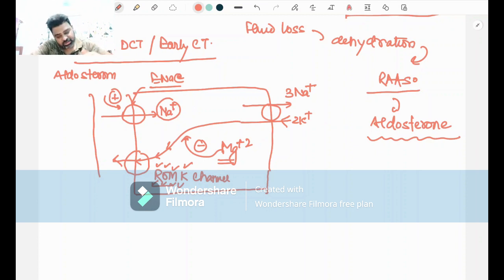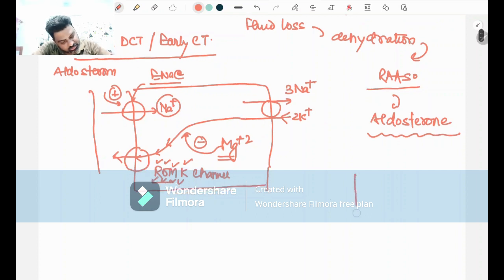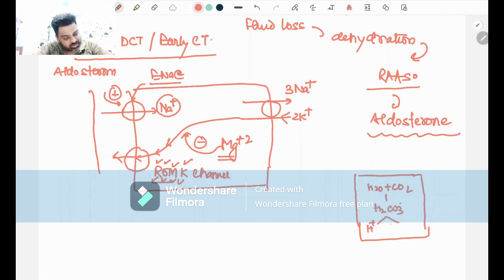So now, this is one of the cells of the late DCT, early CT. Then there is another cell which is known as the apical cell. What does it do? It takes H2O plus CO2 and forms H2CO3, which breaks into H plus and HCO3 minus. This HCO3 minus is directly absorbed into the blood, and there is an H plus ATPase, which secretes this H plus into the lumen.